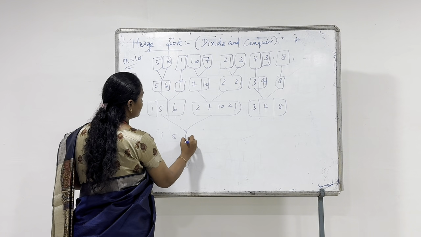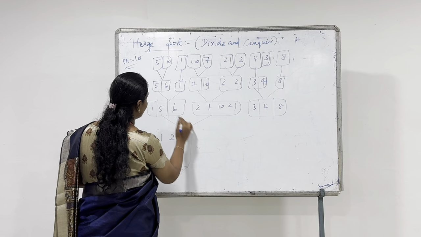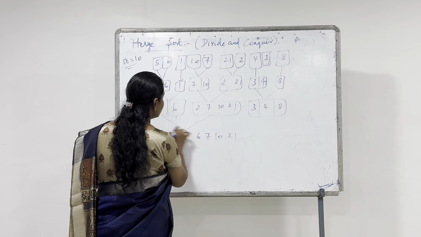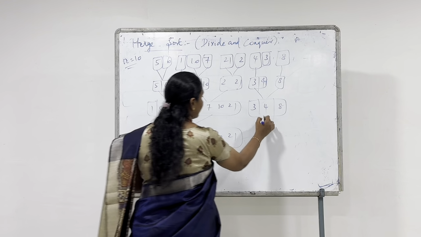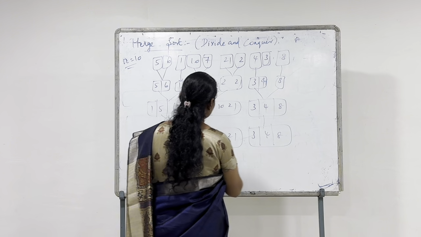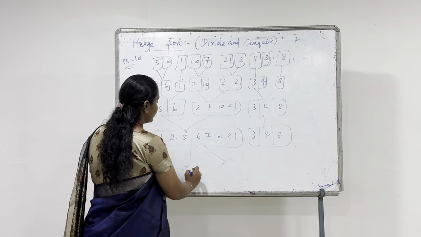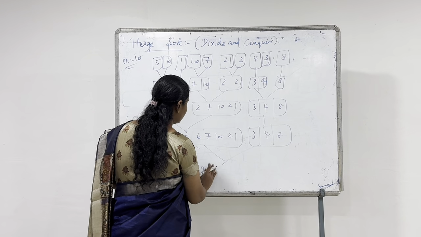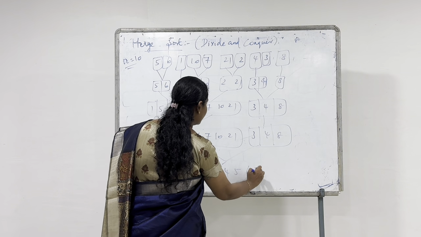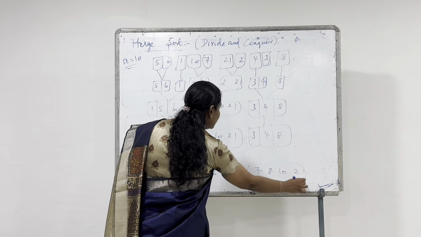1, 2, 5, 6, 7, 10, 21. This is one array. This is another array. 3, 4, 8. So finally we are going to sort and merge these two arrays. That is 1, 2, 3, 4, 5, 6, 7, 8, 10 and 21. So this is the sorted array.